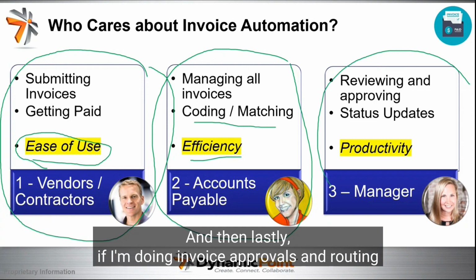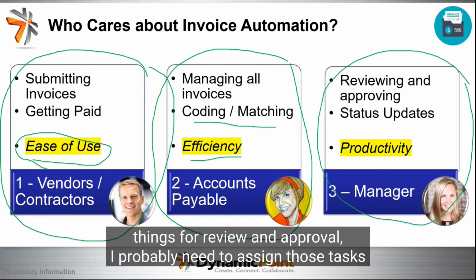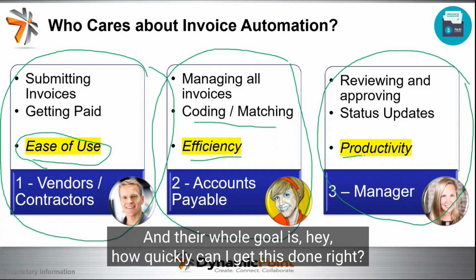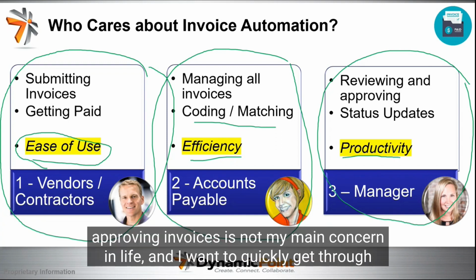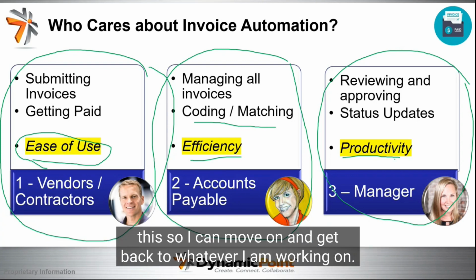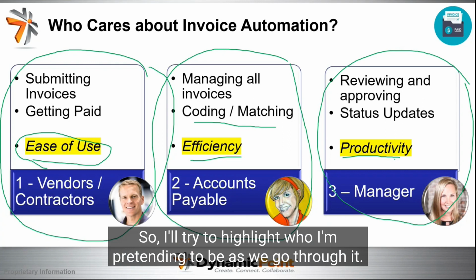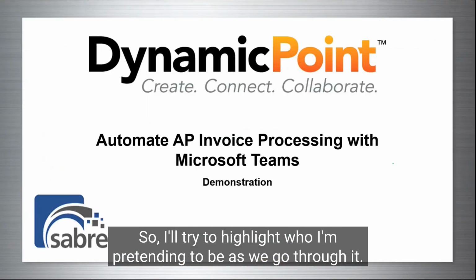And then lastly, if I'm doing invoice approvals and routing things for review and approval, I probably need to assign those tasks to managers, and managers need to review these. Their whole goal is, how quickly can I get this done? Productivity. I'm doing my day job, approving invoices is not my main concern in life, and I want to get through this quickly so I can get back to whatever I am working on. So I'm going to be, unfortunately, all of these today, so I'll try to highlight who I'm pretending to be as we go through it.